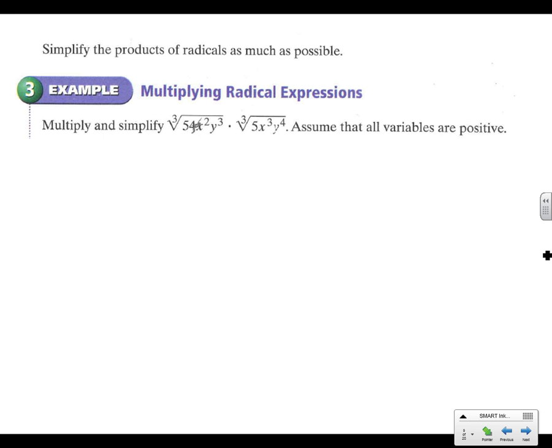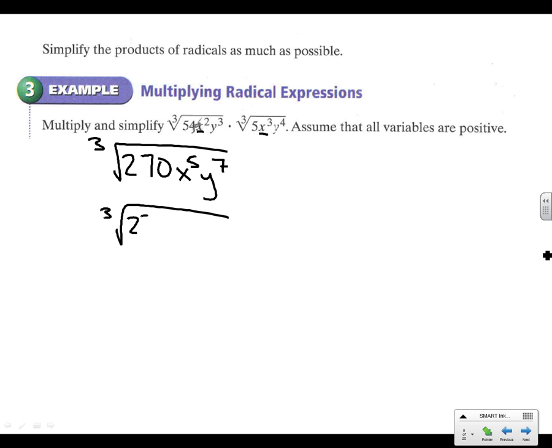All right, so let's multiply and simplify these. So we're putting both things together here. Let's multiply first. 54 times 5 is going to be, let's see, 270. X squared and x to the third is going to give me x to the fifth. Y cubed and y to the fourth is going to give me y to the seventh. And then we want the cube root of that. All right. 27 is a perfect cube. So I can say 27 times 10.